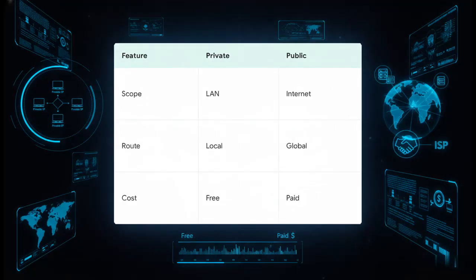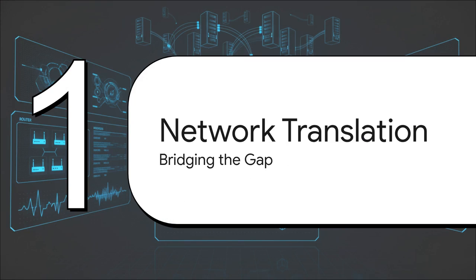Just to really lock this in, private IPs are completely restricted to your local area network. They're totally free, and they only need to be unique within your own 4 walls. Public IPs, on the other hand, are globally routable across the entire internet. They're paid for, or effectively leased by ISPs, and they absolutely must be strictly unique worldwide to prevent massive data traffic jams. Section 4, Network Address Translation.